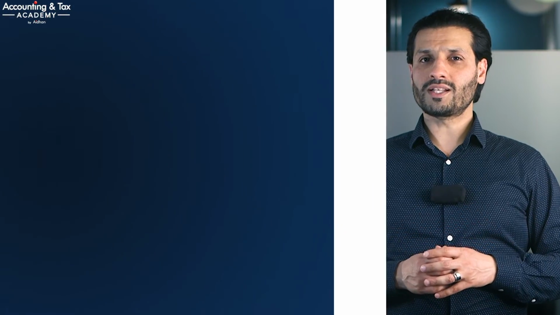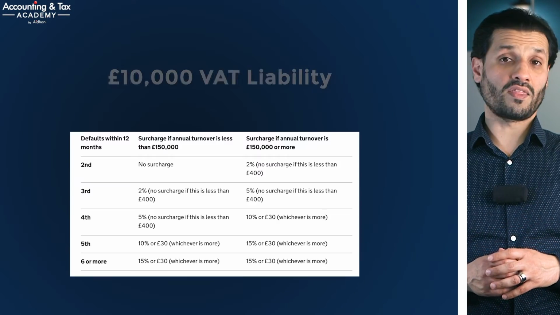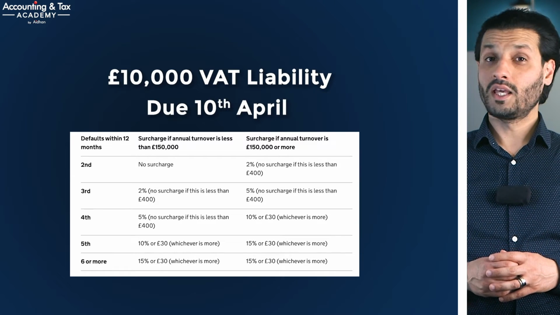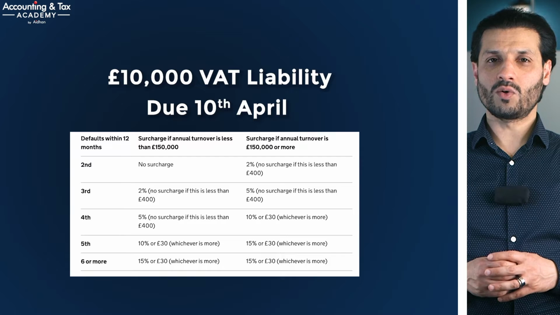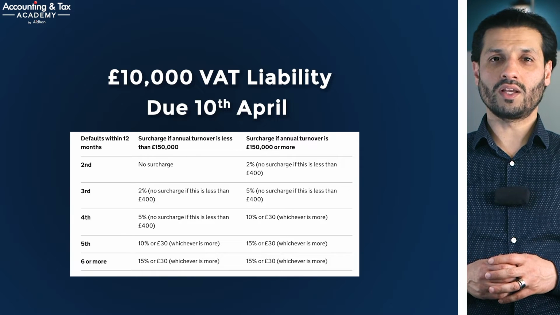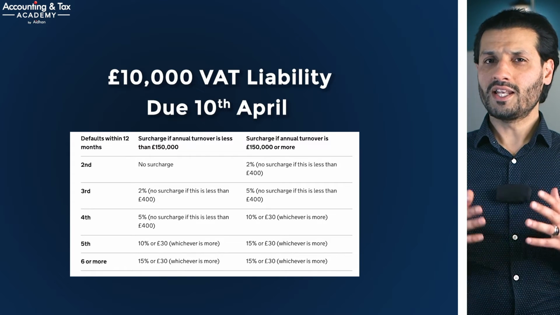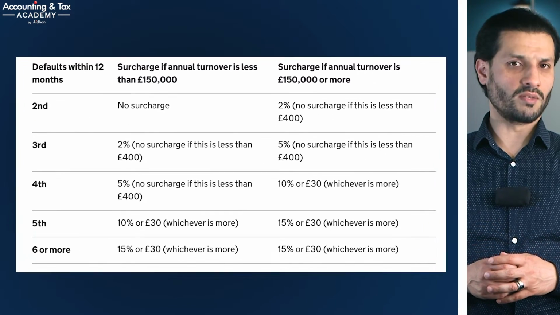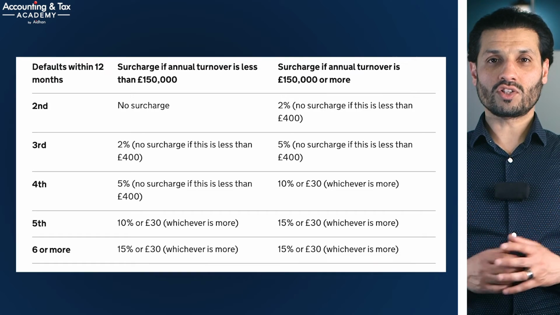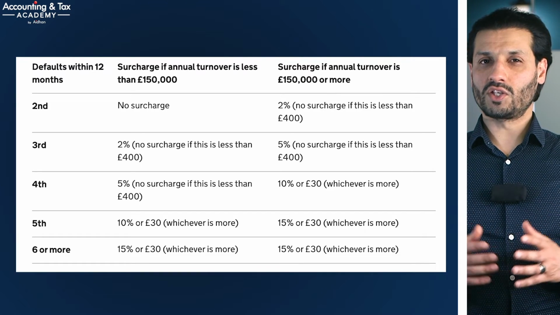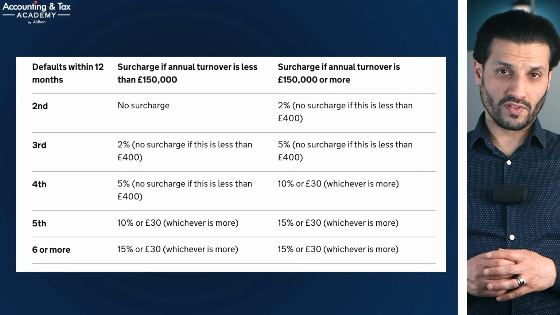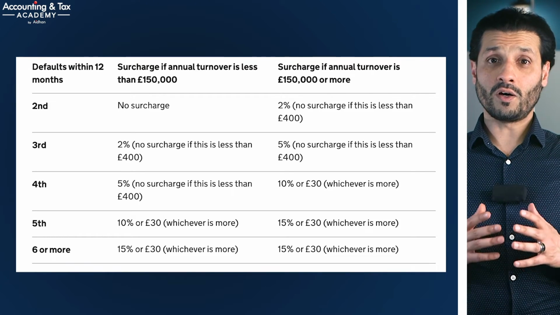So in our example, let's say Mr. P's VAT liability is £10,000 for that quarter and was due on the 10th of April. He failed to pay on time and as a result, HMRC registered a default against his business's VAT account. Let's assume it was his 3rd default. He then faces a surcharge per the table on screen. Surcharges are split by business turnover, so under £150,000 per annum and over £150,000 per annum, and are a percentage of the VAT owed.